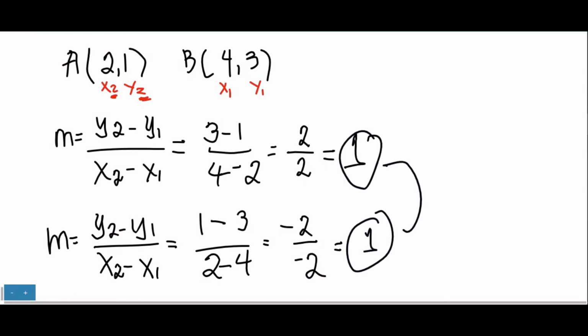Therefore, we can interchange since these labels are arbitrary. Any of the points could be x sub 1, y sub 1, or x sub 2, y sub 2. What must not happen is that one is x sub 1 and the other is y sub 2 for the same point, because that will technically be different.